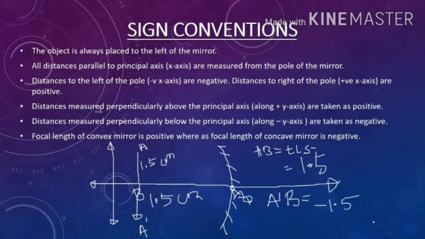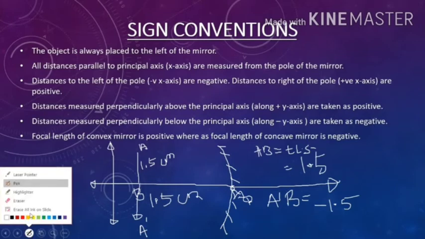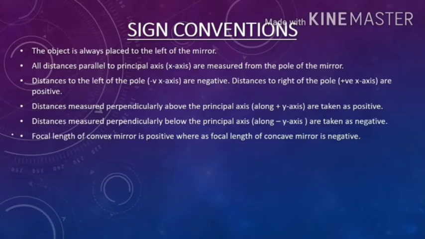So distances measured perpendicularly above the principal axis are taken as positive and below are negative. So A dash B equals minus 1.5 and AB equals 1.5. Let me check the last one.